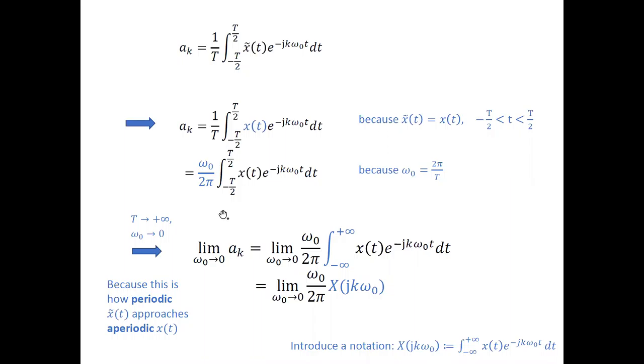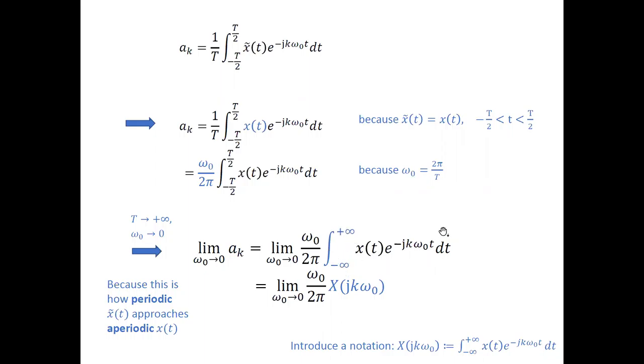And as I said in the last slide, what we want is to let T go to plus infinity, at the same time omega 0 goes to zero, because this is the way the periodic signal can approach the aperiodic signal. What happens as we take this limit? Let's see what happens when omega 0 goes to zero for a_k. We put this same limit on the right hand side. Just a_k equals this, so both sides we take the limit. And because we take the limit omega 0 goes to zero, at the same time T goes to infinity, we can replace the upper and lower limits of the integral. We can replace T divided by 2 with plus infinity divided by 2, which is also plus infinity. And same for negative infinity.